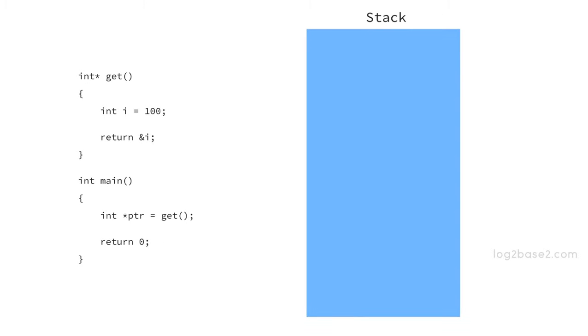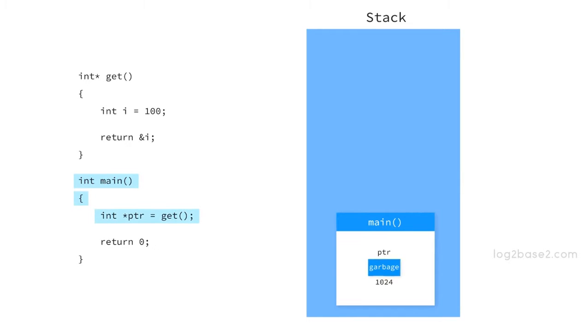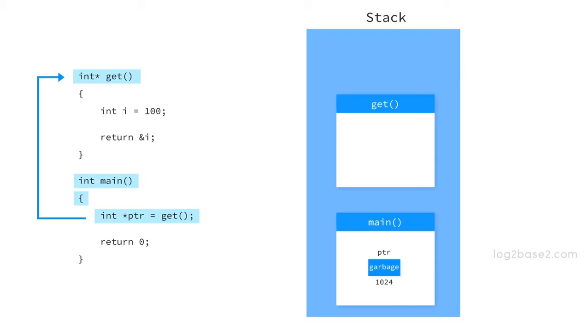Now let us see a very simple program to understand this. We have the main function and a user-defined function get. Execution begins from the main function and we have int star ptr equal to get. That is, we are calling the function get and whatever the function returns will be stored in ptr. So control goes to function get and we can see the return type is int star, that is, it returns an integer pointer or the address of an integer variable.